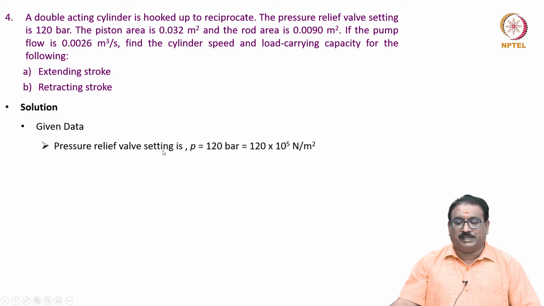The pressure relief valve setting is given as 120 bar. I am converting to Newton per meter square by multiplying by 10 to the power of 5.